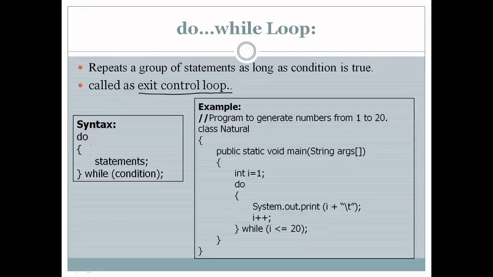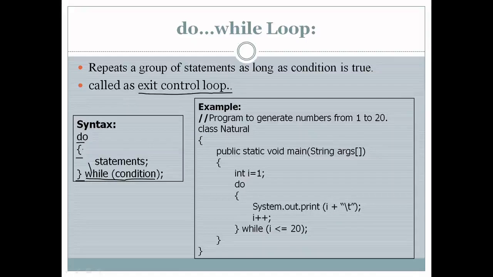Look at the syntax here. The do while loop has a syntax. We have a keyword do, then a flower bracket open, some set of statements, and a flower bracket close, and at the closing of the flower bracket we have to declare while and the condition. So we have do, while, and the condition. This condition should evaluate to either true or false, and the statements are executed until this condition is true. When the condition becomes false, the loop terminates.